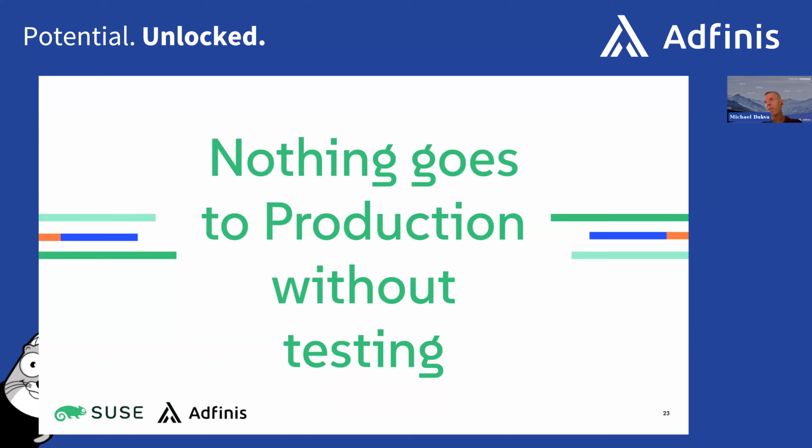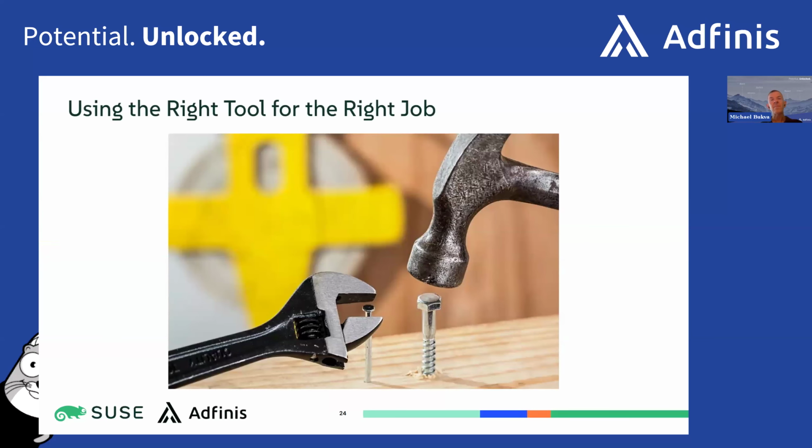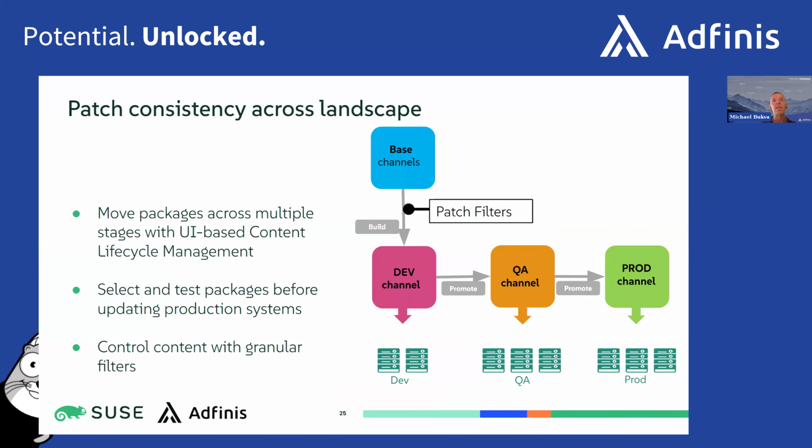Now we're going to get closer and closer to the heart of things, which is patches and packages and demos. Nothing goes to production without testing, right? So from our point of view, testing, getting things ready involves using the right tools for the right jobs. Automation is part of the picture. How you manage complex systems through their life cycle is another part of the picture. It's not just about automation.